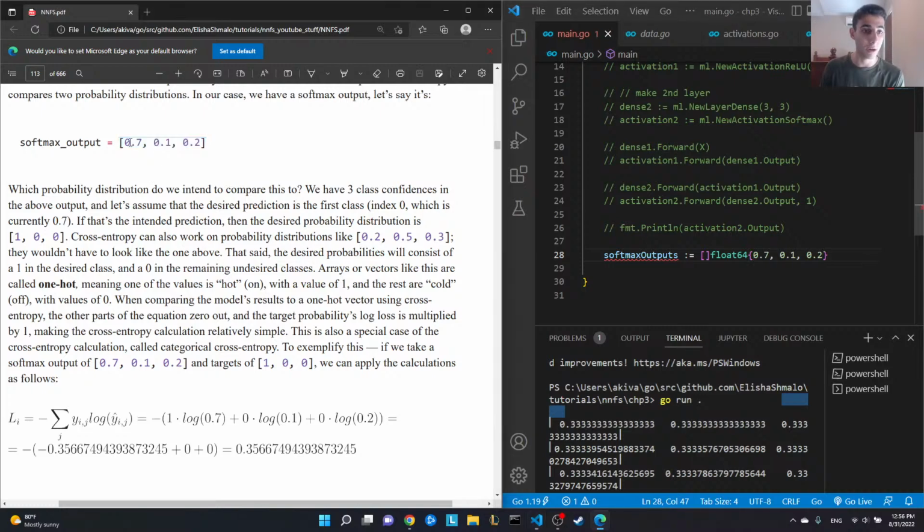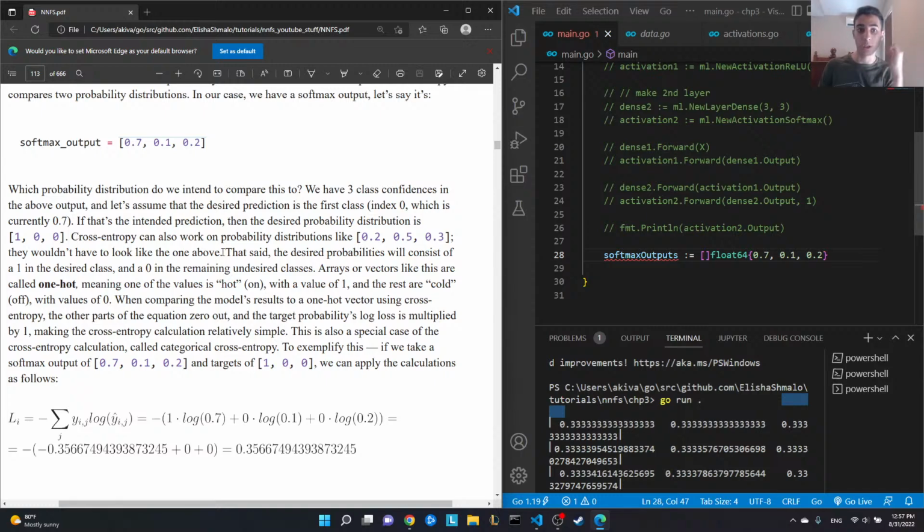So let's assume that the neural network is actually right, the model is correct, and the desired class is the first index, the 0th index. If that's the intended prediction, then the desired probability distribution is 1, 0, 0. In an ideal world, this is the probability distribution. It is 100% confident that it's the first class, and no confidence for the others.